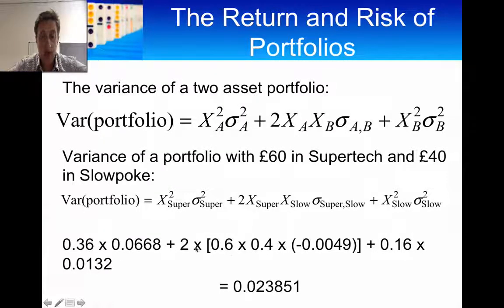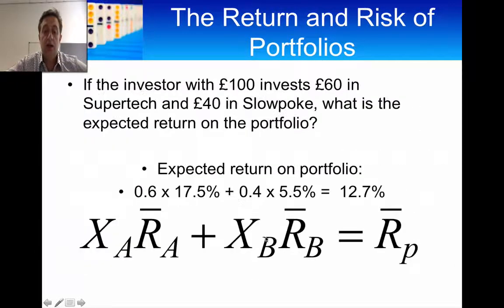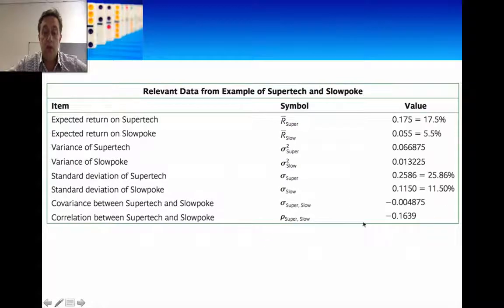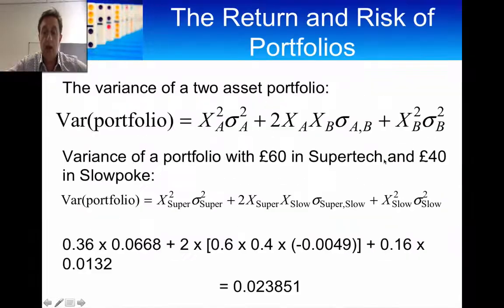And then we have this bit in the middle, which is 2 times the weight of Supertech times the weight of Slowpoke times the covariance between Slowpoke and Supertech. And that gives us a value for the variance of the portfolio equal to 0.023851. So using this data, we've arrived at the variance of the portfolio.